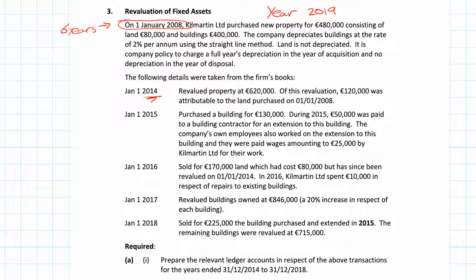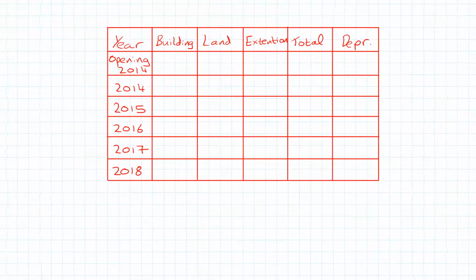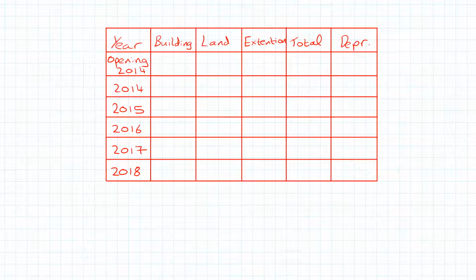Okay, so just looking at our table now. Generally, we'll always have buildings, land, some sort of extension or a new building. We always want to do our total, and our total is very important for when we do our land and buildings account, so our T account, and depreciation is also for our T account.